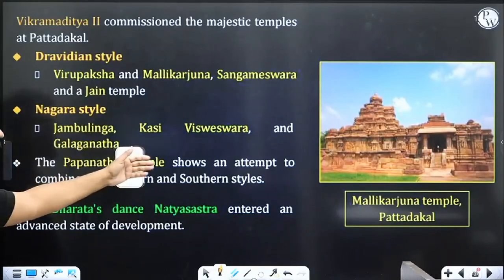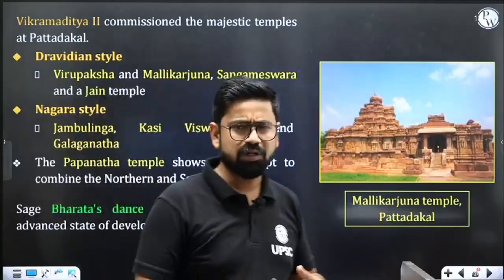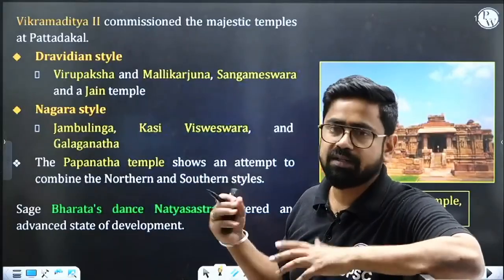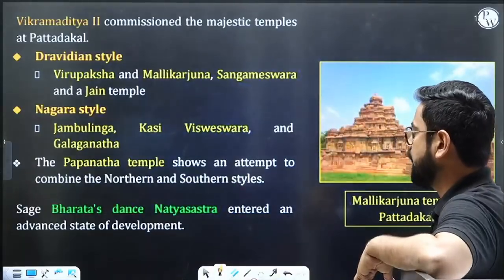And one Papanath temple. Papanath temple is basically the combination of both. It's tough to comment whether it is North Indian Nagara or Dravidian. So Papa cannot judge which king to support, so Papa is supporting both. That is how you can remember this. So Papanath temple is basically both northern and southern.